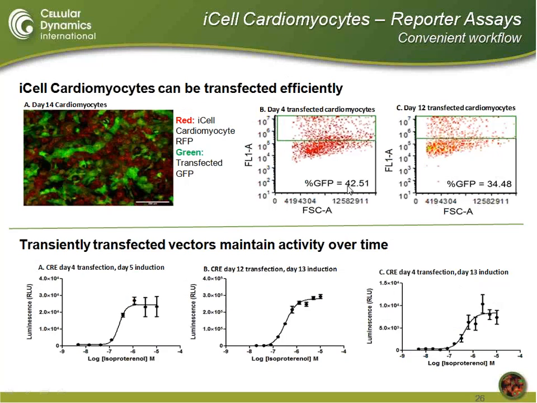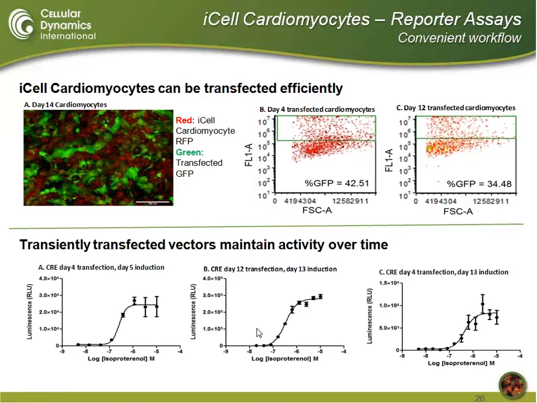In addition to being able to transfect these at different times, the vectors also can maintain activity over time. So a lot of times when you're working with a heavily proliferating cell line, your vector can be kicked out. However, the cardiomyocytes don't proliferate, so once the vector's inside, oftentimes it can stick around. And here we show this with a luciferase reporter vector that was transfected at day 4 and induced on day 5, and transfected at day 12, induced on day 13, and then an additional one that was transfected at day 4 and induced on day 13. And we see that we've got a very similar response to isoproterenol throughout each of the different time points.